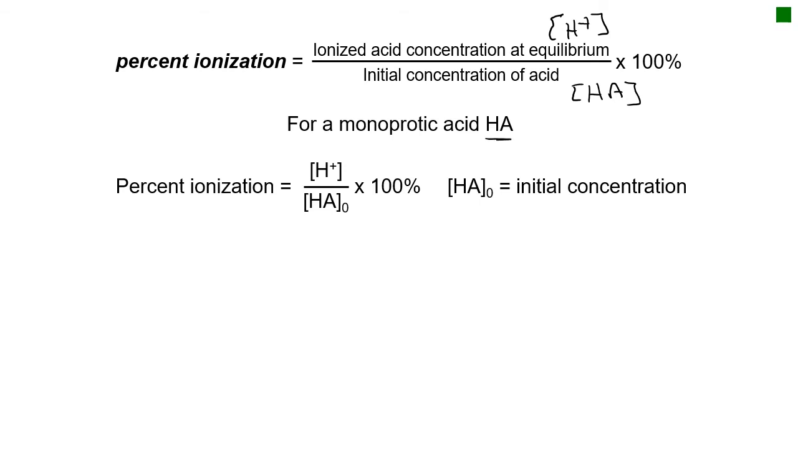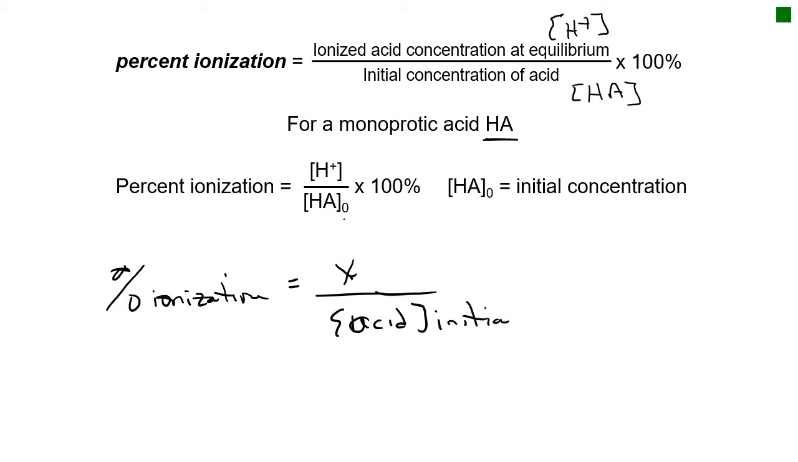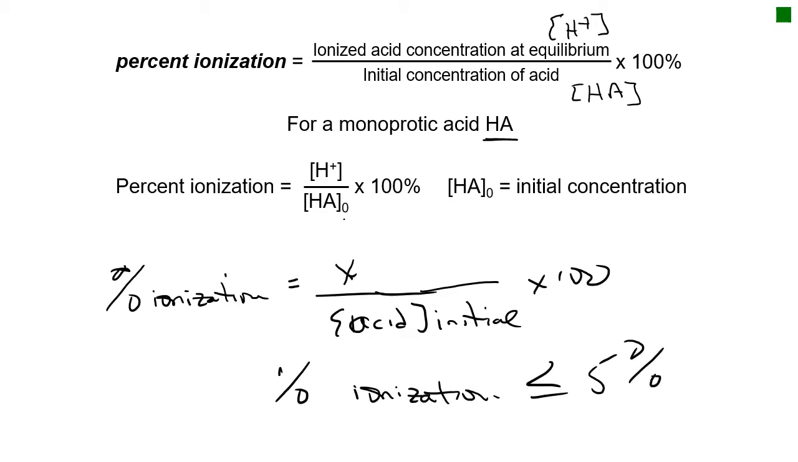So if we have a monoprotic acid, which is really all we tend to do it with, percent ionization is H plus over HA initial, times 100. But note, H plus is also equal to our X value, how much we've been solving for in our ICE table. So our percent ionization, how much of it actually ionizes, is going to be X over the concentration of your acid, initial, times 100. Why do we care? Because if our percent ionization is going to be less than or equal to 5%, we're going to use our approximation.